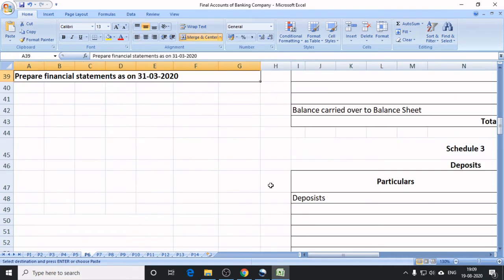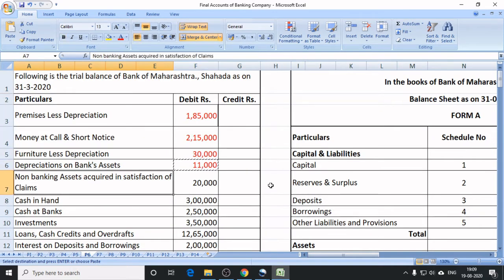Okay, next is non-banking asset acquired in satisfaction of claim. The value is 20,000. It has a debit balance. It is an asset of a bank, but as it is acquired due to the non-payment of a loan by the client of the bank, it is treated as a non-banking asset, and it comes under schedule number 11, that is other assets.